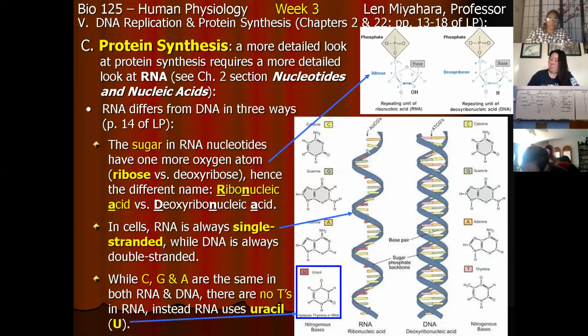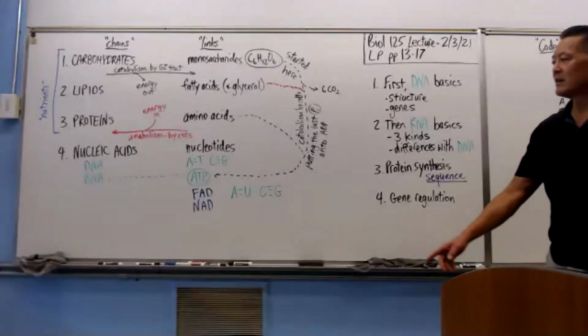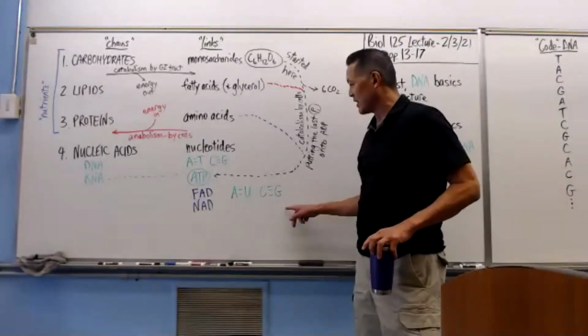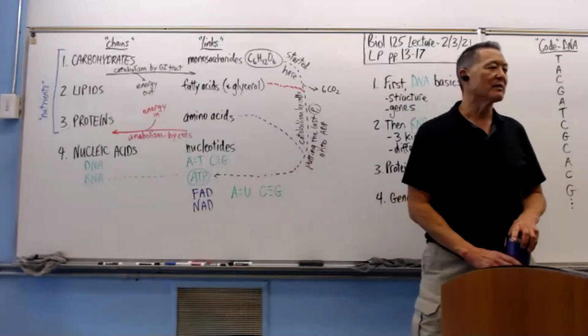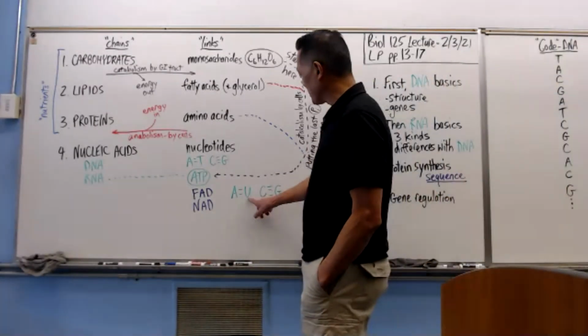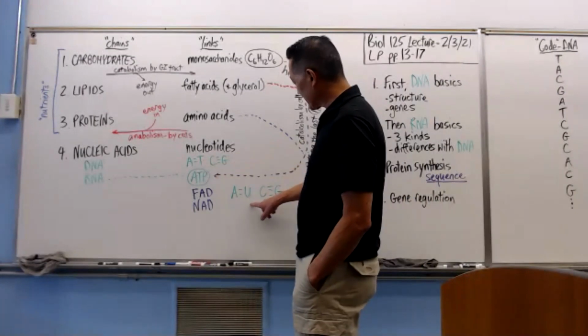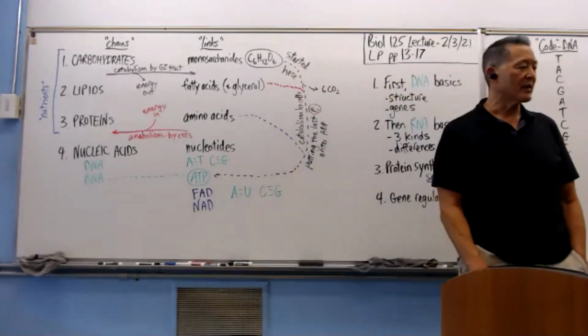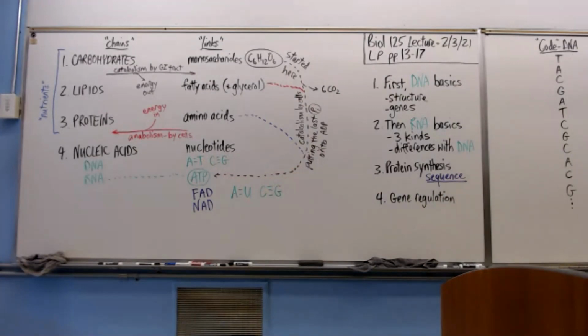So in DNA, you have ATCG. In RNA, you have AUCG, with A, C, and G being the same. It's just in RNA, there are no T's. In place of T's, there's uracil, the U. It acts just like the T, thymine, forming two hydrogen bonds with the same adenine, A.